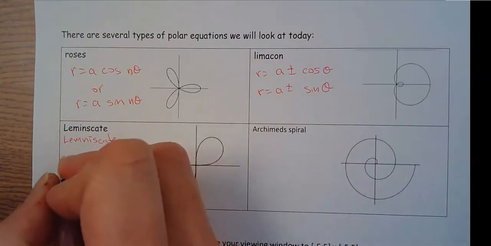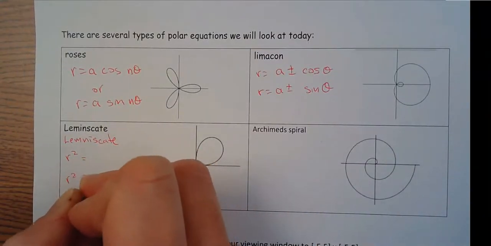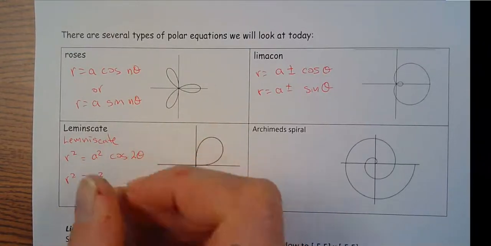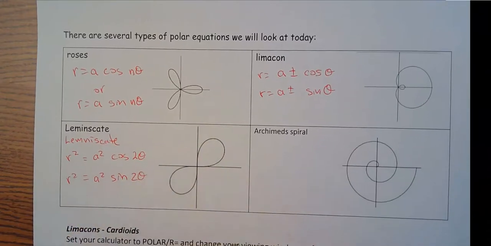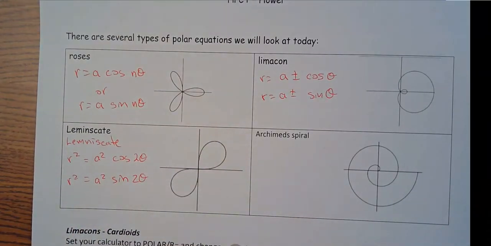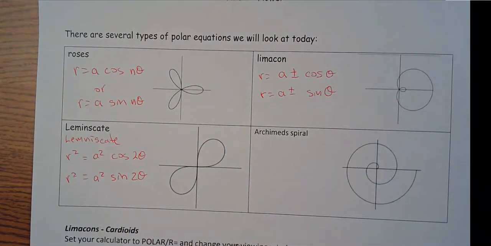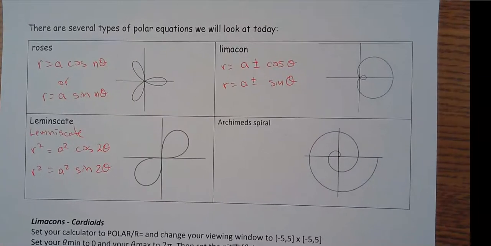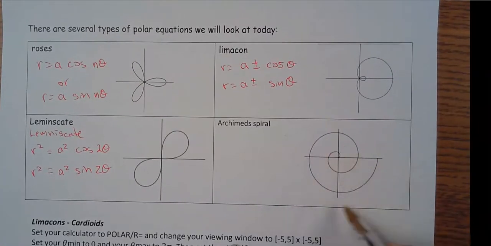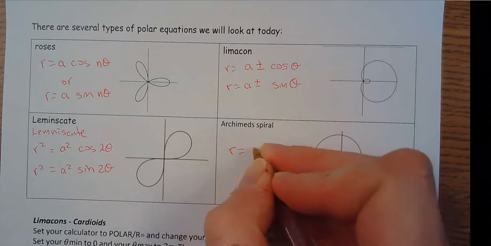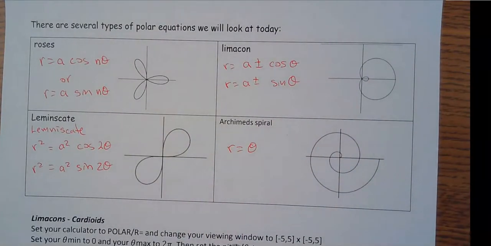Lemniscate, these are r squared equals a squared cosine 2 theta or sine 2 theta. Obviously, changing sine and cosine will change how it's oriented, but it's going to make like a figure 8 kind of shape. And then Archimedes spiral is probably the coolest one. Also, this is the only one that just goes uncontrollably. It keeps going out, spirals out, has no bound, just never really stops spiraling. But this is r equals theta. Kind of a cool one to graph. So, like I said, just want to expose you to these.